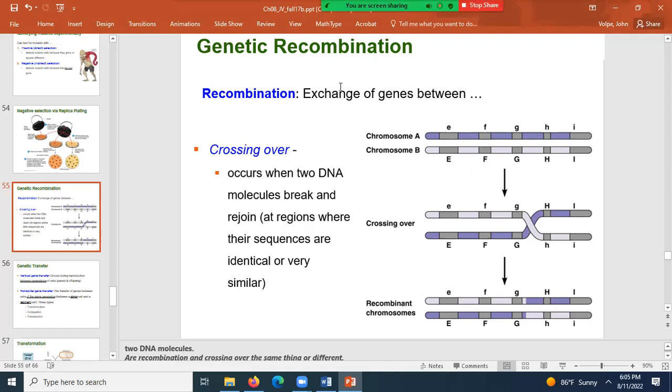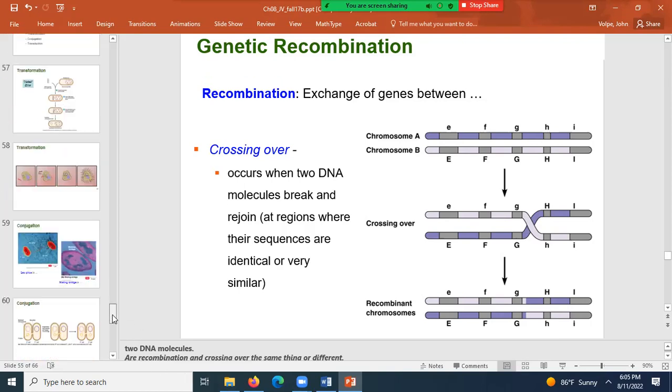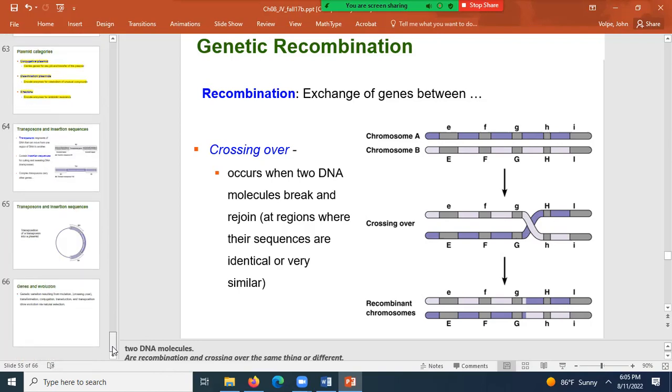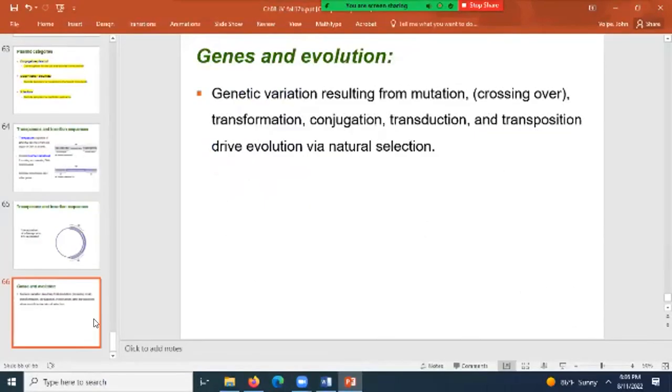And recombination, like I said, it's just good for the population. All right, let's move to the last slide here. Genetic variation: at the very first, if there is no genetic variation, the only way it can be created is by mutation.